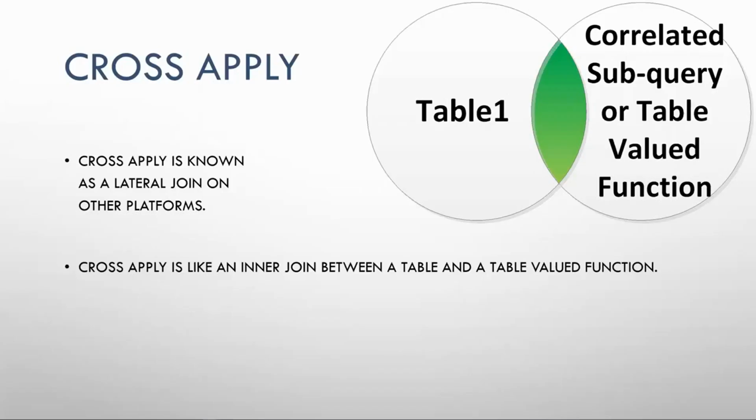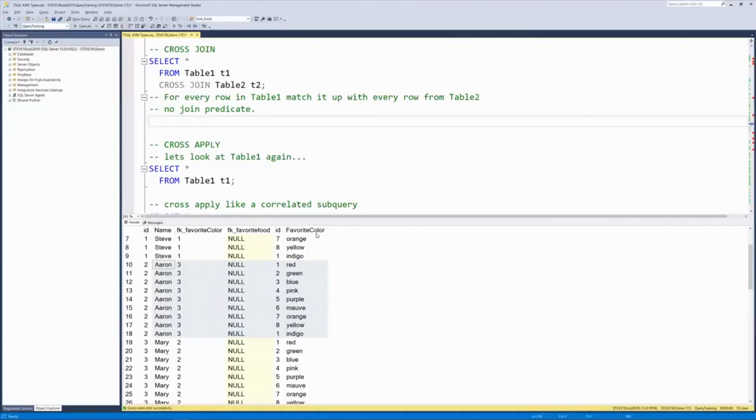So let's take a look at an example here. Instead of joining from a table to another table, you're joining from a table to a correlated subquery or a table valued function. And it's like an inner join between a table and a function. So let's take a look at how the cross apply looks.